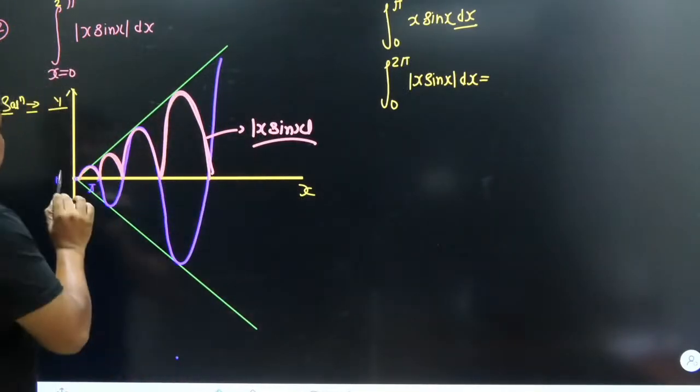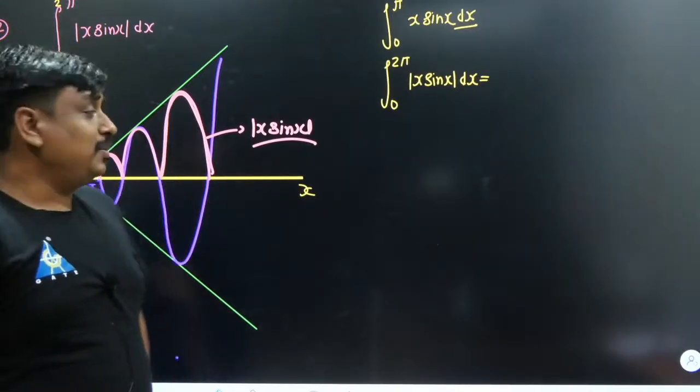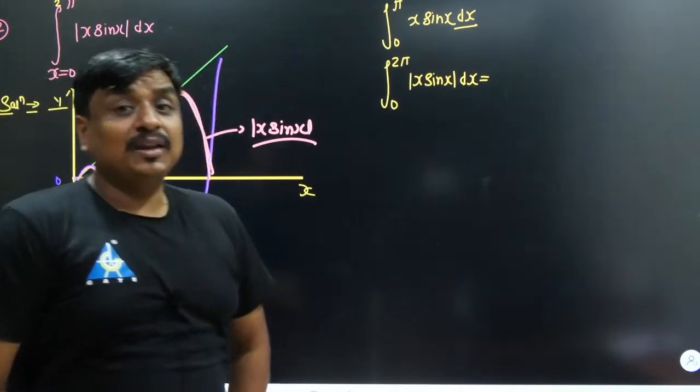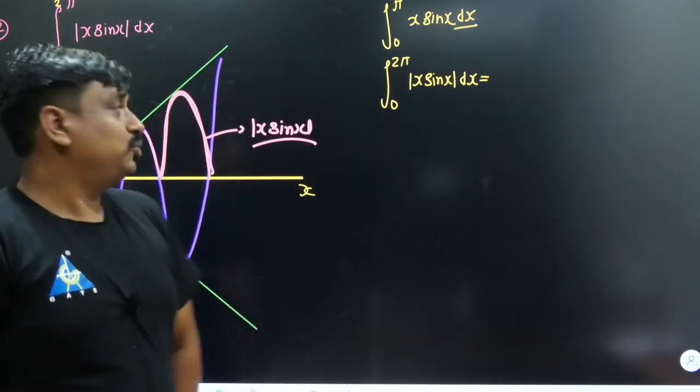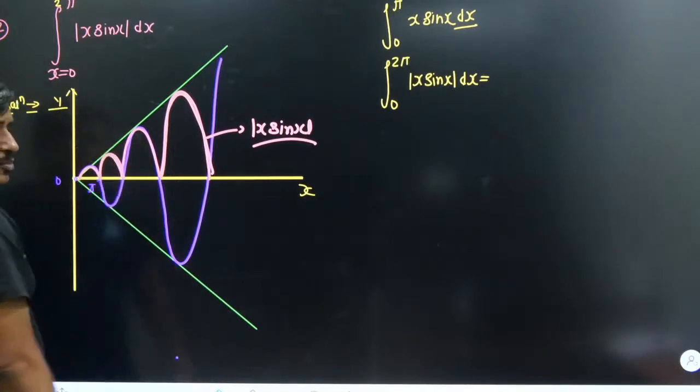Why? Because from 0 to pi, the nature of mod of x sin x has been x sin x, and similarly in between pi to 2 pi, the nature of the function mod of x sin x had been minus x sin x. Why? Because the earlier curve was towards the lower side, but now has got flipped towards the upside.